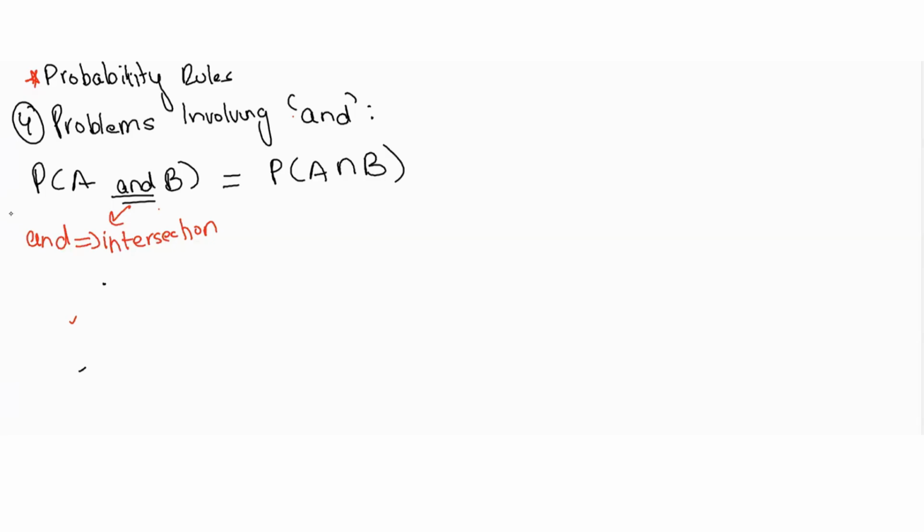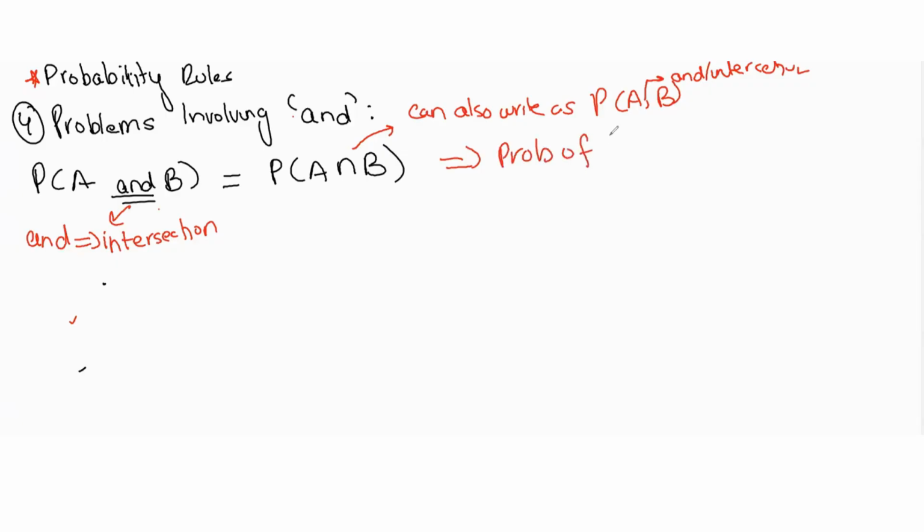Now, a couple of things to note here. We can also write this as probability A comma B, right? So comma means AND or intersection. If you want to write probability of A and B, it is probability of A intersection B, which can also be written as probability A comma B, where the comma means AND or intersection.